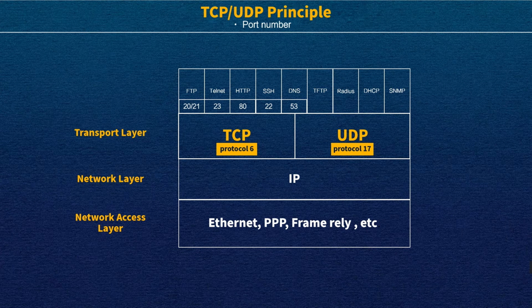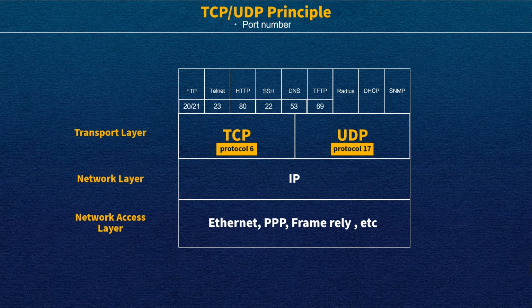For different applications, in some scenarios we will use TCP as the transport layer protocol, and in some scenarios we will use UDP. The port number is 53. And about the right one, we will use UDP as the transport layer to transfer the packets.